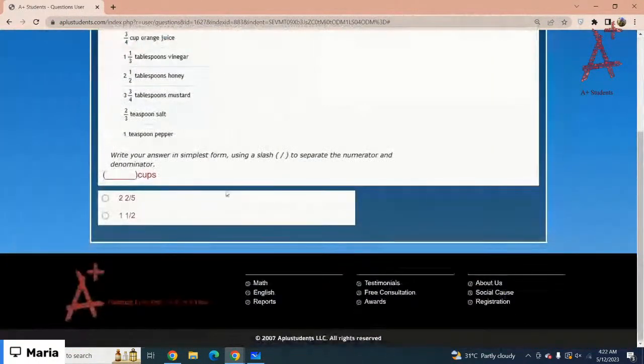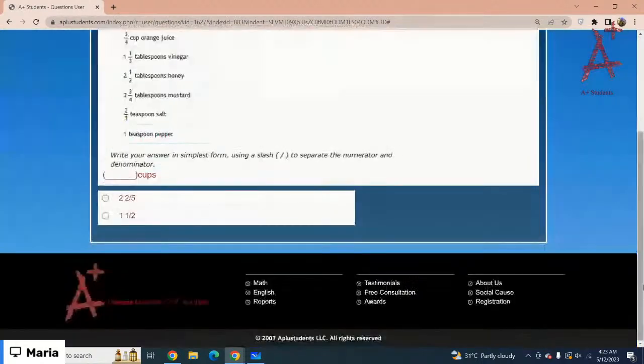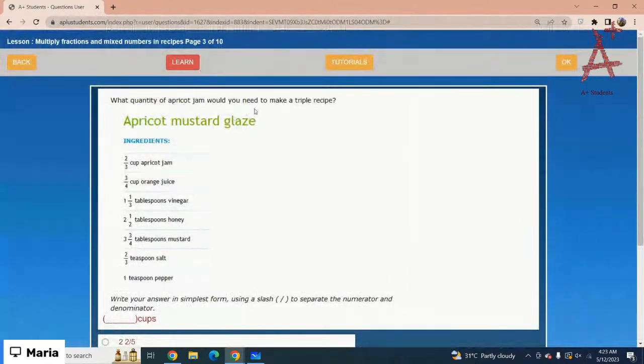Okay, it's the next question. I thought the same one. What quantity of the apricot jam would you need to make a triple recipe? If you are going to triple the recipe, apricot jam here is 2 by 3, so you are going to multiply it by 3, it would be then 2.